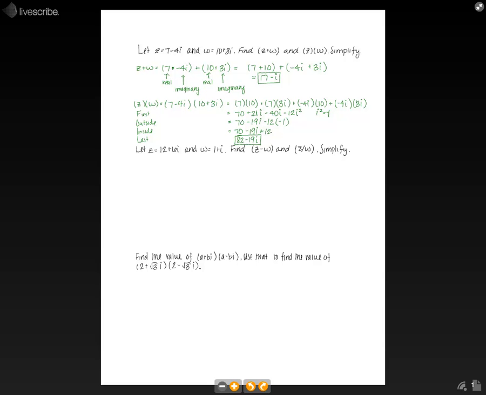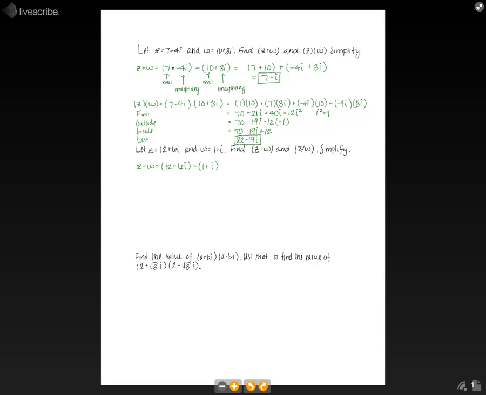Part 2 says, let z equal 12 plus 6i and w equal 1 plus i. Find z minus w and z divided by w and simplify. Alright, so let's start with z minus w. So that's going to be 12 plus 6i minus 1 plus i.